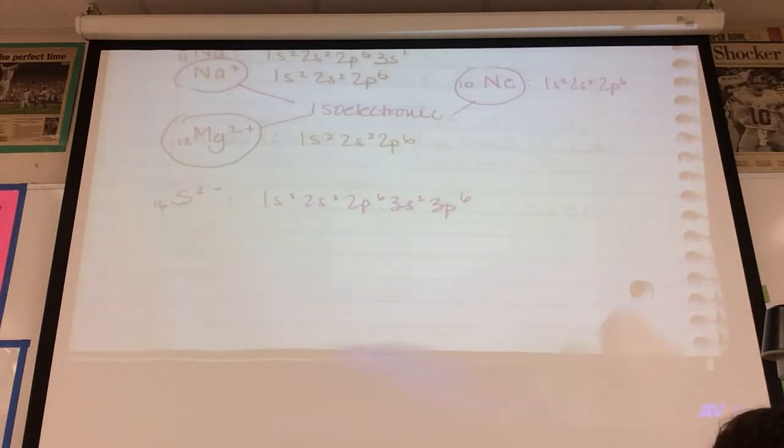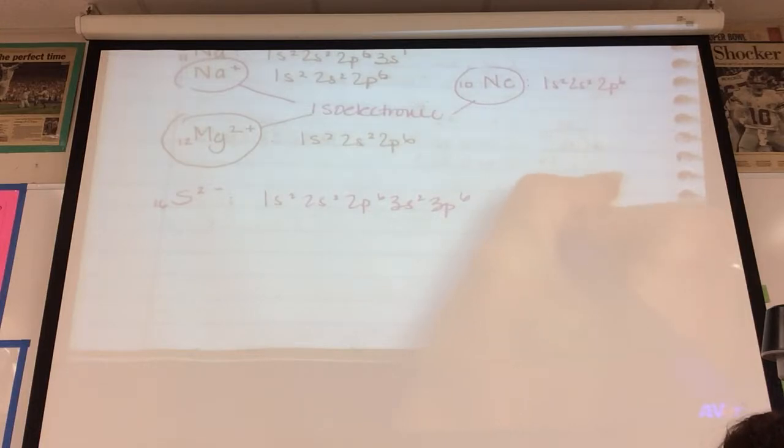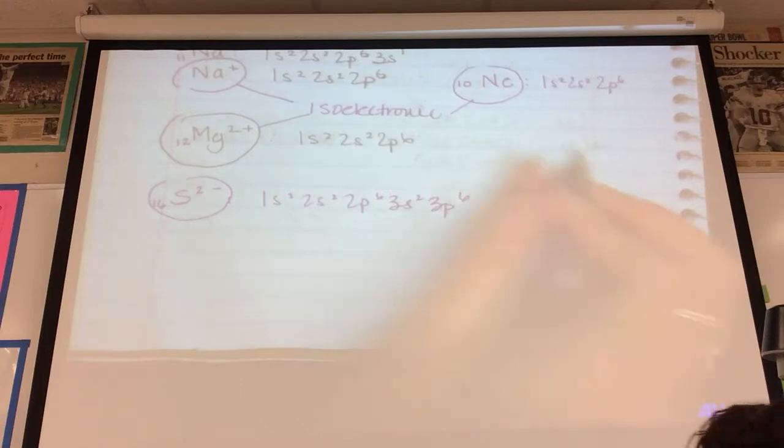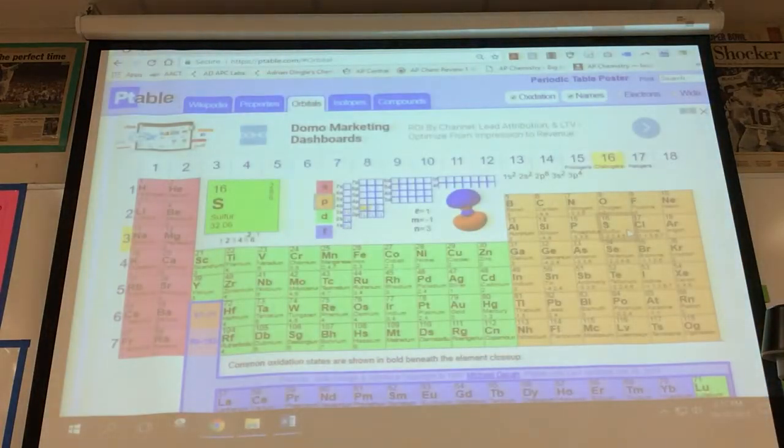Argon. Argon is correct. Is argon in the same period as sulfur? Yes, it is. So a sulfide ion has gained 2 electrons, go to the right 2, and it is isoelectronic with argon.